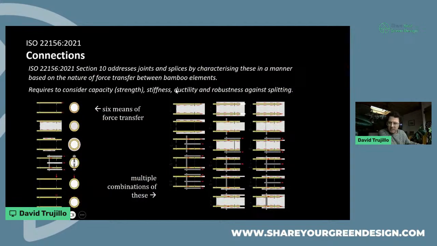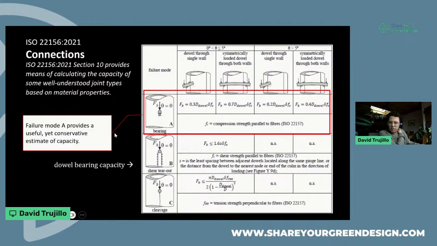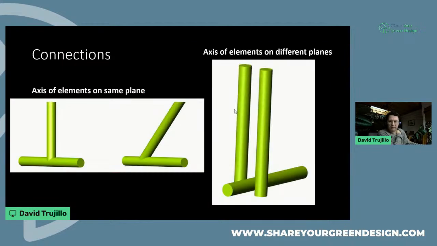We have a section on connections. We've even postulated equations for some types of failure modes that could happen if you put a dowel through them. In recent work I've done at Atelier 1, we've identified these 3 failure modes. The equations for what's called failure mode A are pretty good predictors, albeit conservative ones, provided that you don't put consecutive dowels in a single line. And this doesn't account for the technique of filling in with mortar, which we didn't cover in ISO 22156.